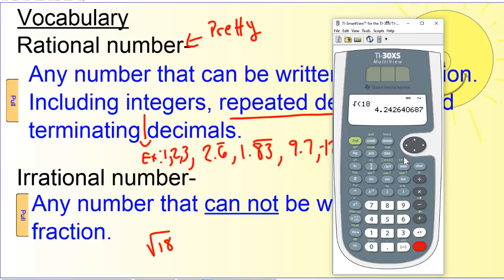We can't see the rest of it on the screen here, but that goes on forever. It never stops. And it's not a pattern. It's just kind of like a big jumbled mess of numbers from here forever. That is what every irrational number will look like. They can be positive. They can be negative. But they will always be just a big jumbled mess of numbers like it's showing here.